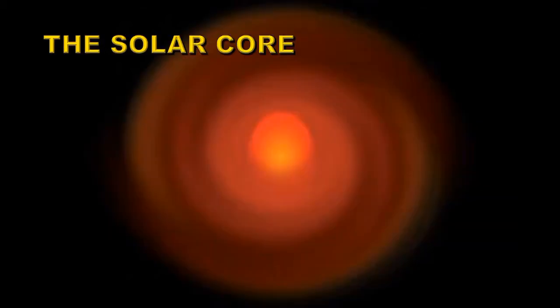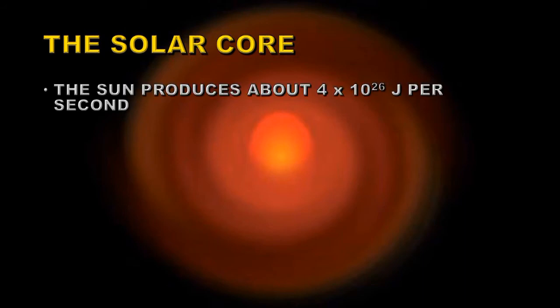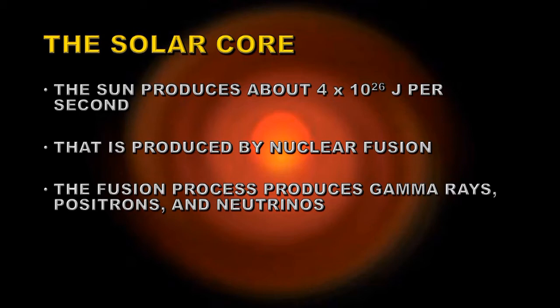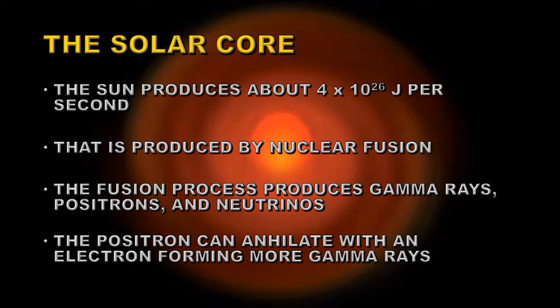We learned about the core in an earlier video, and we found out that the sun was producing about 4 times 10 to the 26 joules per second. That is produced by nuclear fusion in the core. That is the transformation of hydrogen nuclei, protons, into helium nuclei. And in that process, the sun produces a large number of gamma rays, some positrons and some neutrinos. The positrons can further be annihilated with an electron, forming yet more gamma rays. So in the core we have this flux of gamma rays trapped, and the only way they can move is outwards towards the surface of the sun.